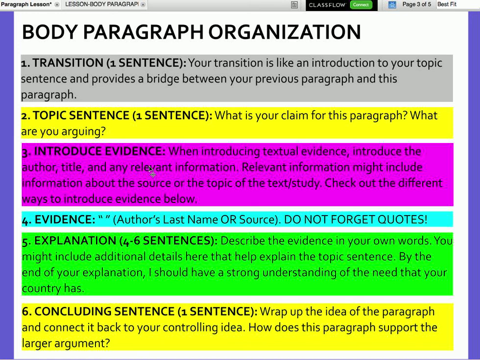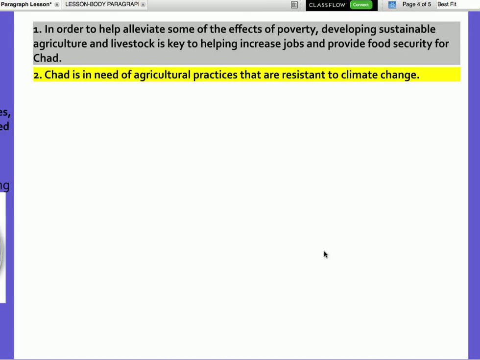All right. Let's now write our introduction to our evidence and our evidence. So when I introduce my evidence, I'm going to introduce the author, the title, and then any other relevant information. That might include information about the source or the topic of the text or study. You might check out the different types of ways to introduce the evidence below in the Schoology page. And then when you put your evidence, you'll put it in quotation marks. Don't forget those. And you'll include your author's last name or the source. So if you don't have the author's last name, you can just write the source.